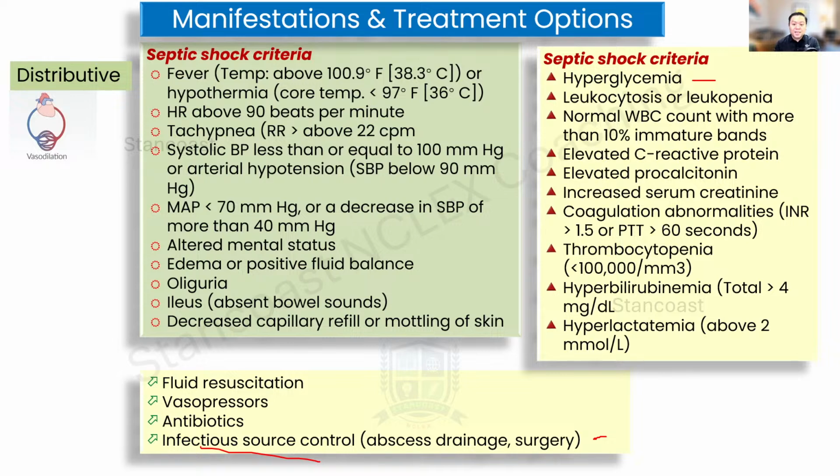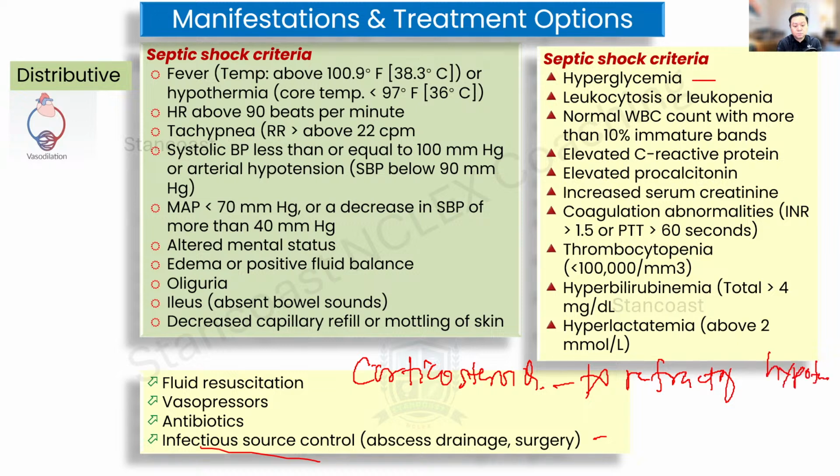Now, in patients with septic shock, the administration of corticosteroids will also be important, especially with refractory hypotension. So we'll include here corticosteroids. This is to treat refractory hypotension. If the patient is not responsive to the resuscitation of fluids and vasopressors, then corticosteroids can modulate the inflammatory response.